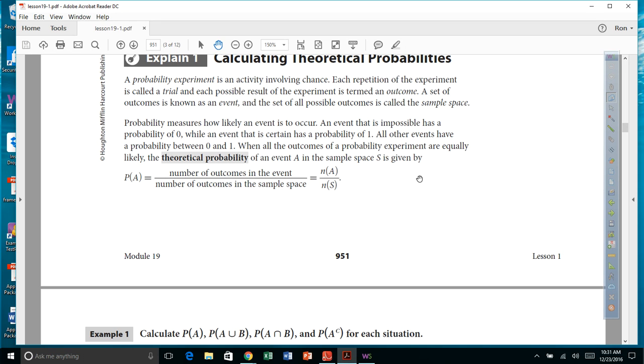Probability measures how likely an event is to occur. An event that is impossible has a probability of 0, while an event that is certain has a probability of 1. All other events have a probability between 0 and 1. When all the outcomes of a probability experiment are equally likely, the theoretical probability of an event A in the sample space S is given by the probability of A equals the number of outcomes in the event divided by the number of outcomes in the sample space.